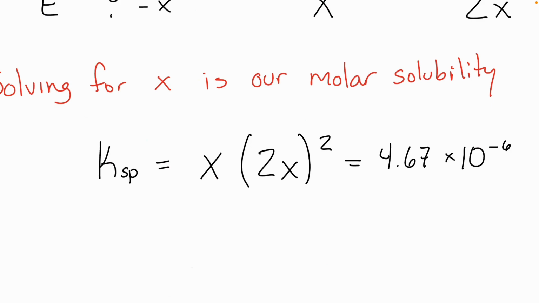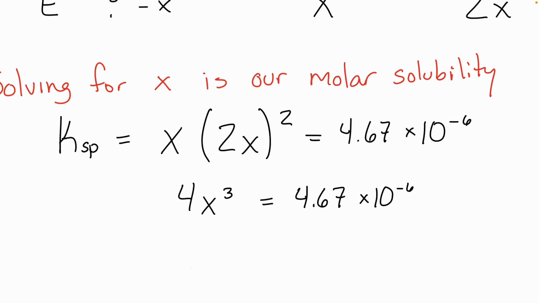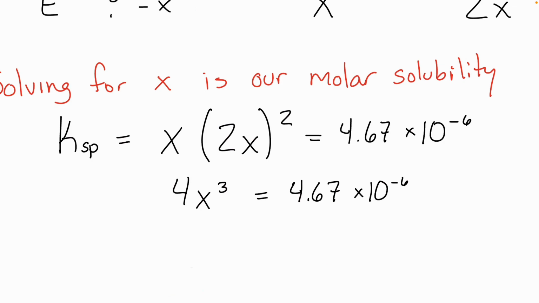Now I can just do some algebra and figure out what x is. This would simplify to 4x cubed. Divide both sides by 4. Cancels it out over here. So now I have x cubed equals my Ksp divided by 4. And so how am I going to get x? Cube root.